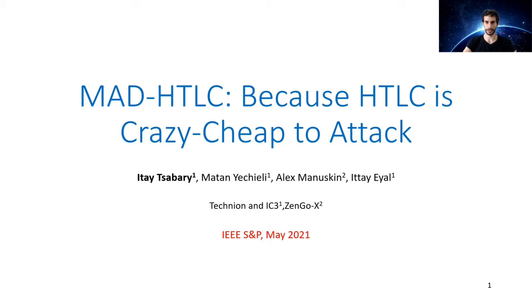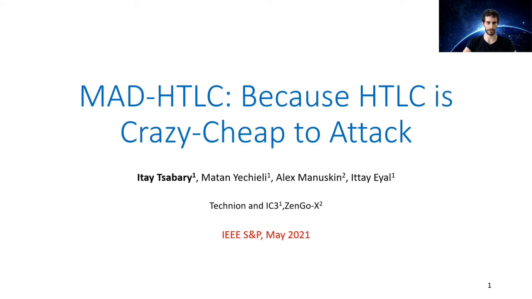Hello everyone, my name is Itai Sabari, and I'll present a work titled MAD-HTLC because HTLC is crazy cheap to attack. HTLCs are smart contracts used in many cryptocurrency systems, like the Lightning Network. However, they are known to be vulnerable to minor bribery attacks on Ethereum. In this work, we show these attacks are simpler, cheaper, and apply even to Bitcoin. We also propose a solution, MAD-HTLC, which is practical, secure, and incentive compatible. This is a joint work with Matan Yechieli, Alex Manuskin, and Itai Eyal.